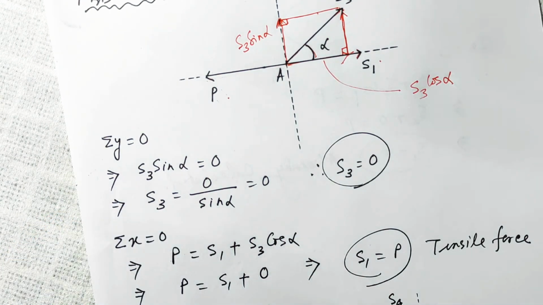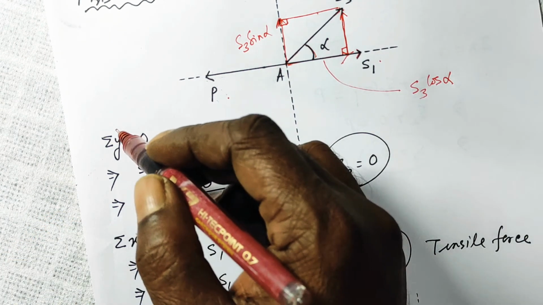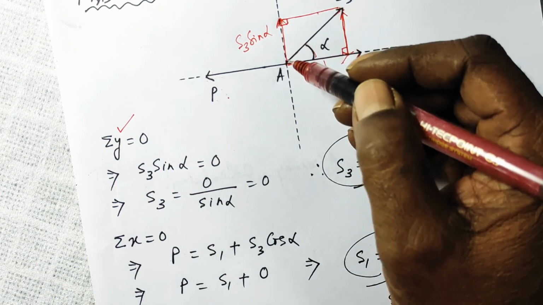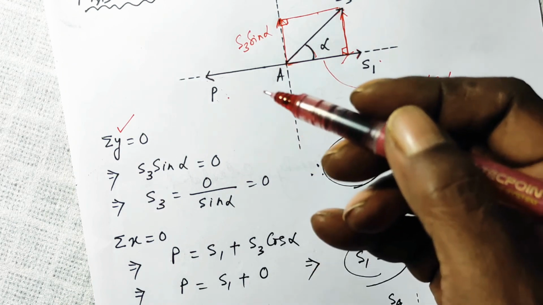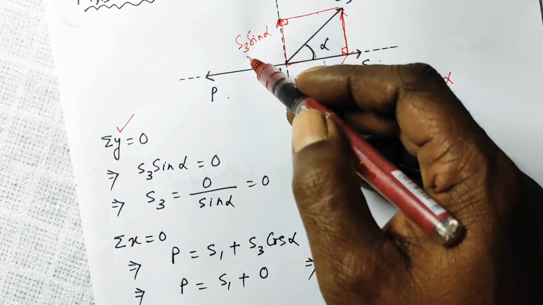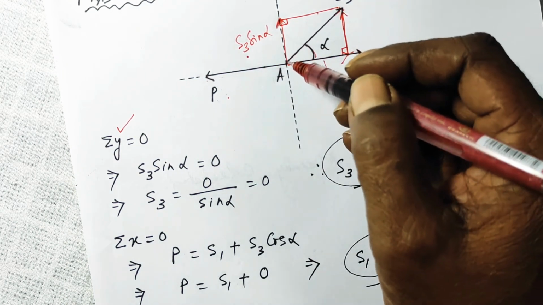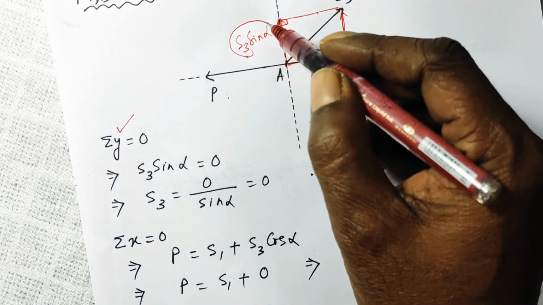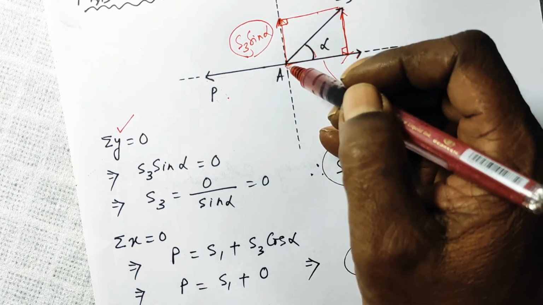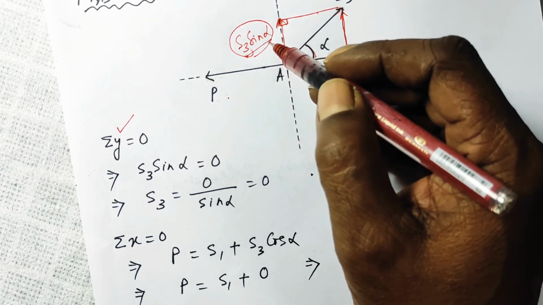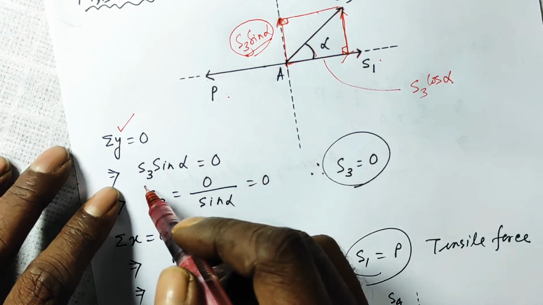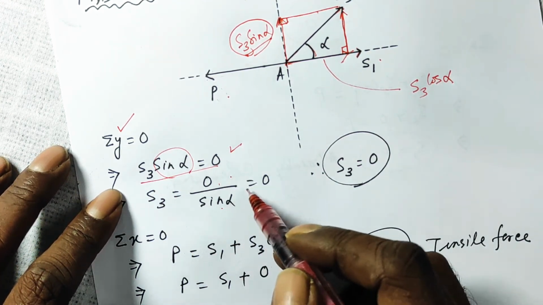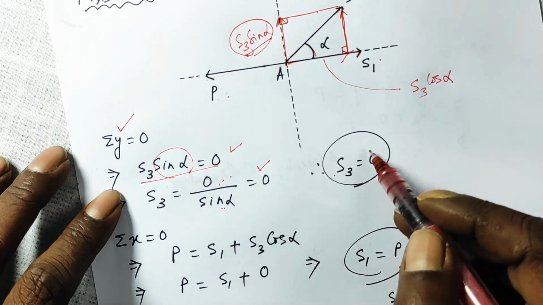So let us apply sigma y is equal to 0. Why am I applying sigma y is equal to 0? Because there is only one force along the y-axis, so it will be easy to find S3 quickly first. There is no force to this side to balance it, and sigma y has to be 0. Therefore S3 sin alpha has to be 0. Sin alpha is multiplied, so it goes to the other side: 0 over sin alpha, and 0 over something is 0, so S3 is equal to 0.